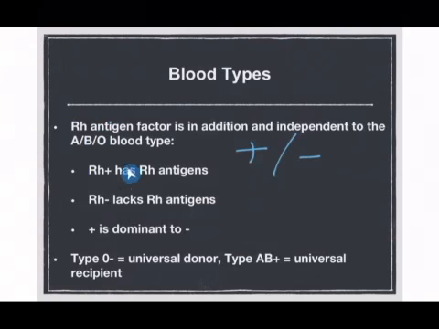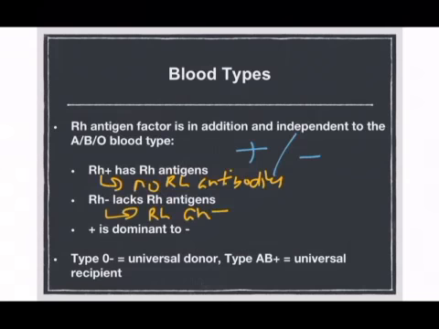If you have Rh positive blood, you have the Rh antigen. If you have Rh negative, you don't have the Rh antigen. So that means that someone who makes the Rh antigen produces no Rh antibodies. And if they lack the Rh antigen, they produce the Rh antibodies.